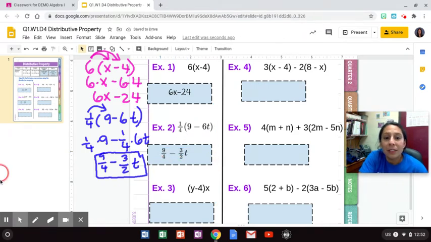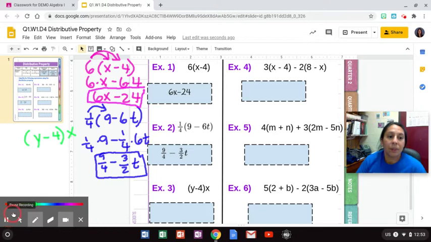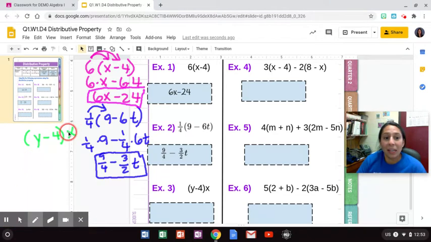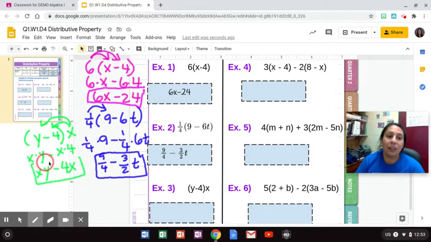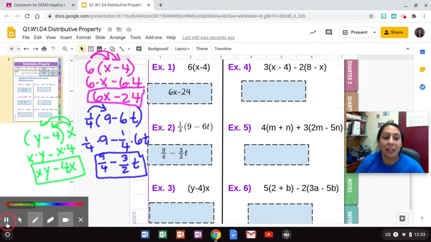Let's look at example 3. For example 3, you'll notice that the x is on the back. It's the same thing as if it were in the front. So what that means is I still have to multiply everything inside by my x. So x times y minus, we have x times 4. X times y just gives you xy, and x times 4 just gives you 4x. So here is our answer. Let's go ahead and type that in.